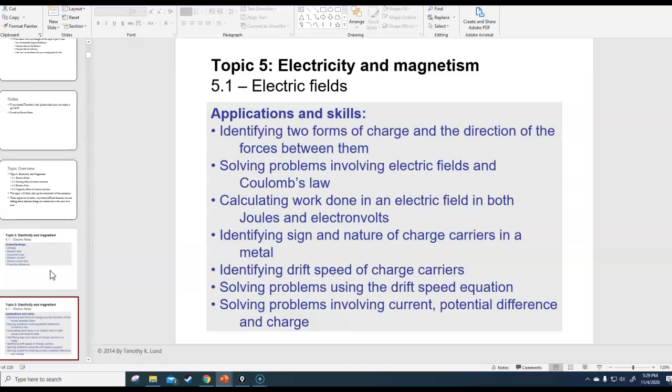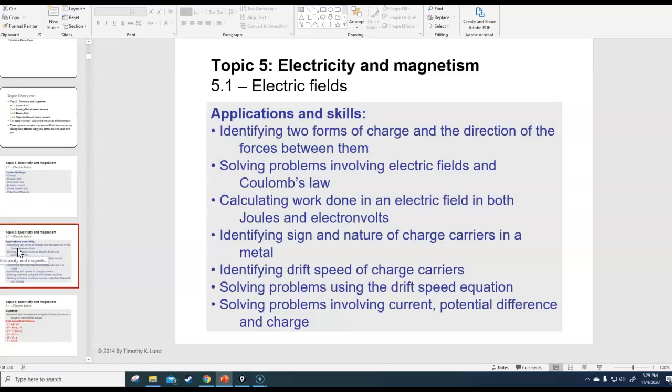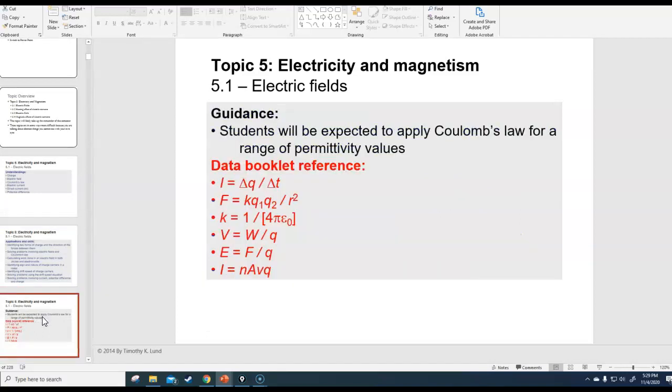Identifying sign and nature of charge carriers in a metal. Identifying drift speed of charge carriers, solving problems using the drift speed equation, and then solving problems involving current, potential difference and charge, which again is kind of ambiguous because you could see lots of different problems involving this concept. So we'll see what we can do.